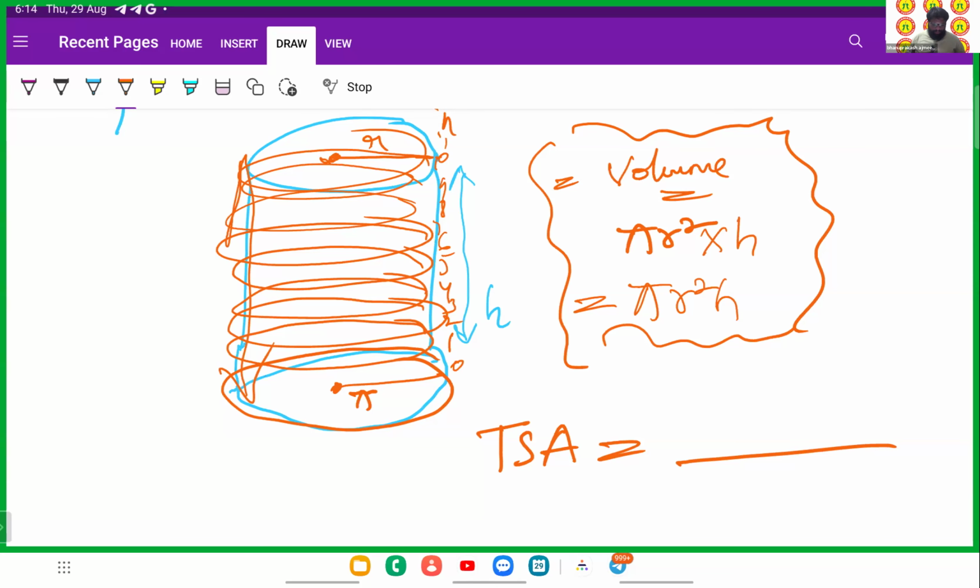Similarly, now you please tell, Pranava, what is the total surface area here? Pranava, what is the total surface area here?